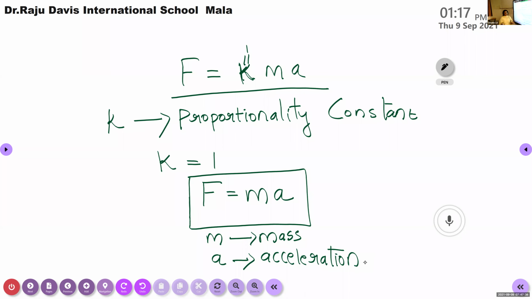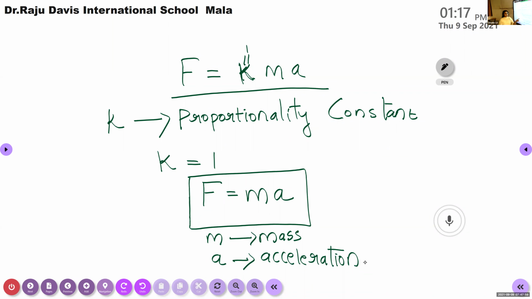There are different types of forces, such as balanced force and unbalanced force. But from Newton's second law of motion, we derive a mathematical equation for calculating that force. It is given by F = ma, where m is the mass and a is the acceleration.